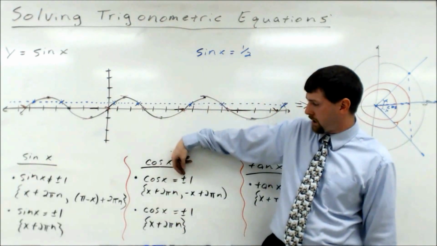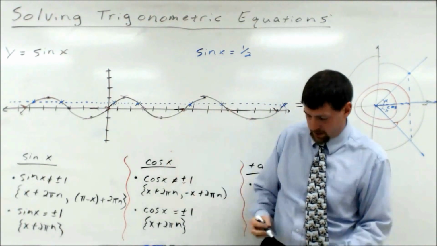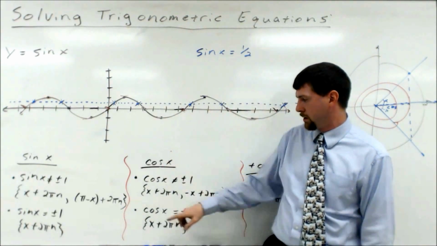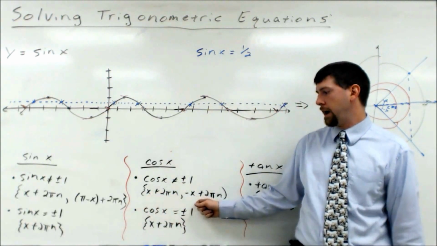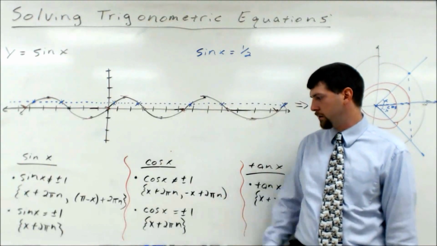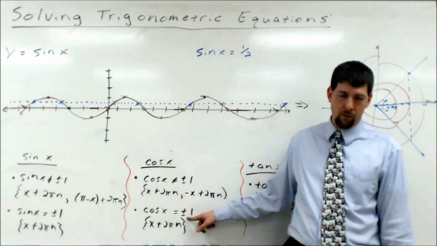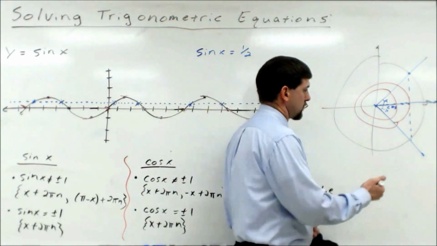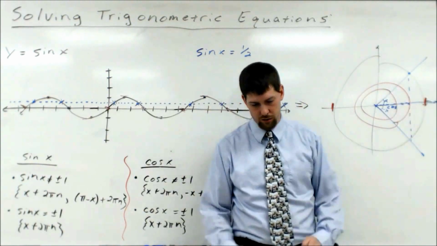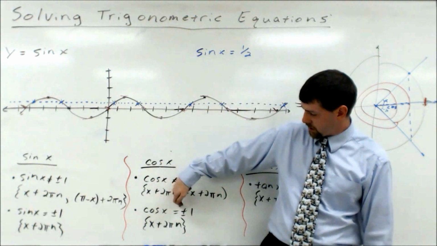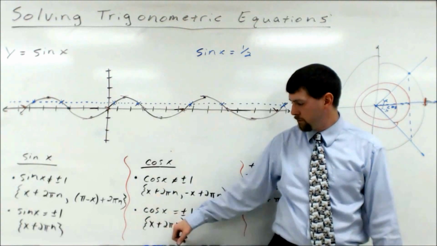So cosine, anytime we are not equal to plus or minus 1, is equal to the angle plus however many full rotations we need, and the negative of that angle, the opposite of that angle, plus 2 pi times however many rotations. Now, whenever we're talking about cosine being equal to 1 or negative 1, it only occurs once within each cycle. So it's just like sine in that regard. Cosine is equal to plus or minus 1, whichever angle, whether it be 0 or pi, plus 2 pi n.